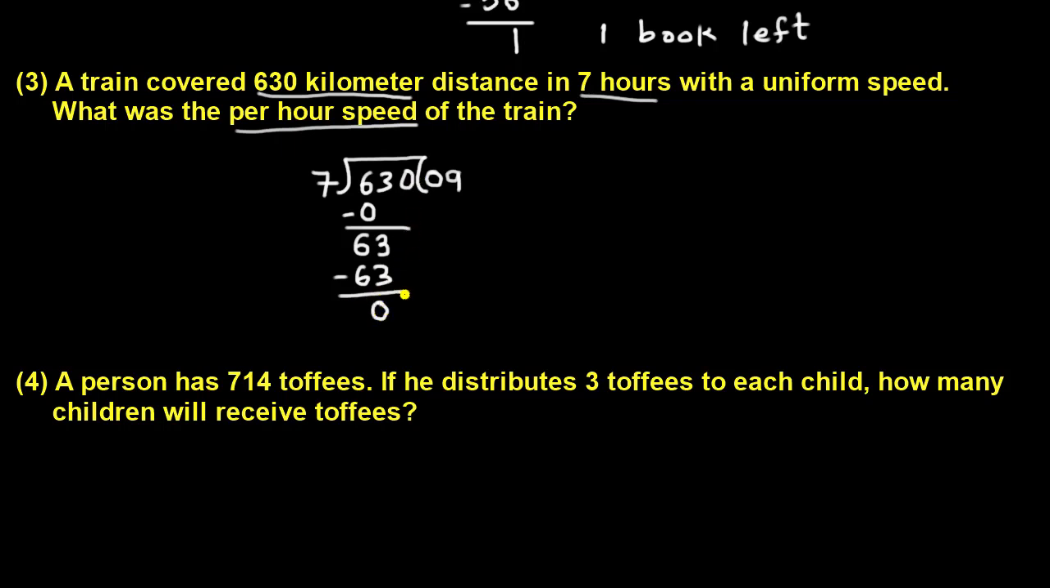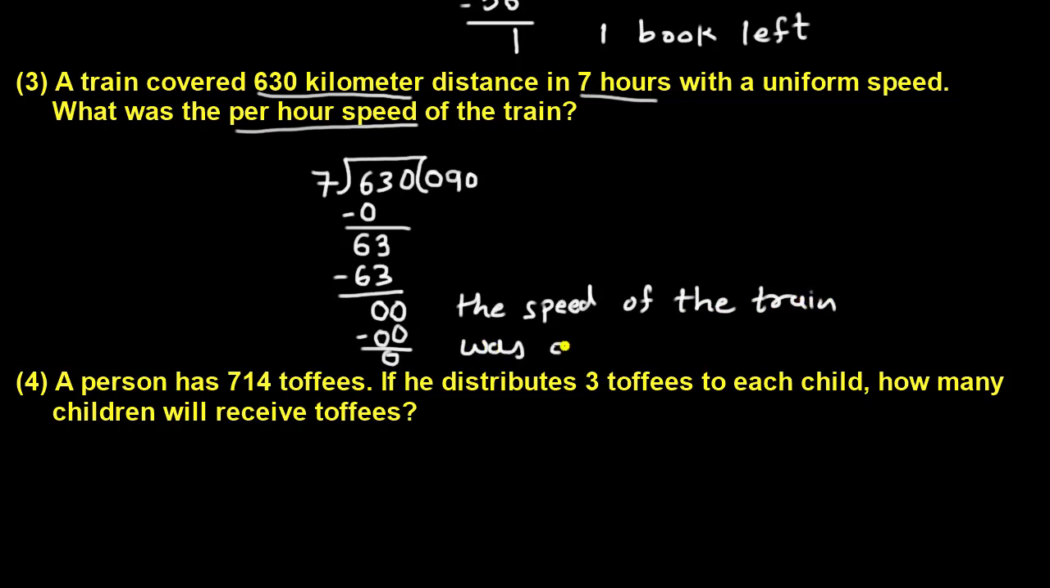We have one more 0 to go. So 7 zeros are 0. So 0 minus 0, again the answer is 0. So our answer is 90. The speed of the train was 90 kilometer per hour.